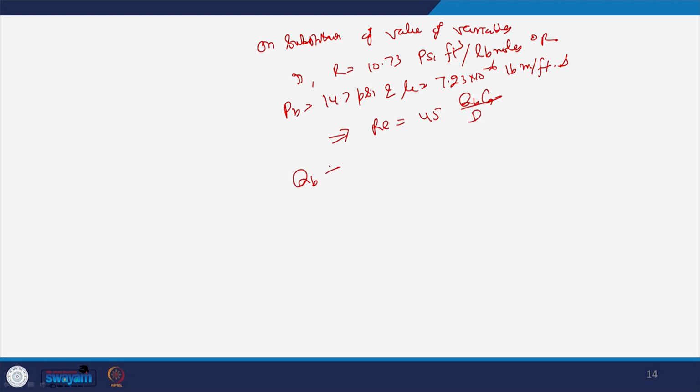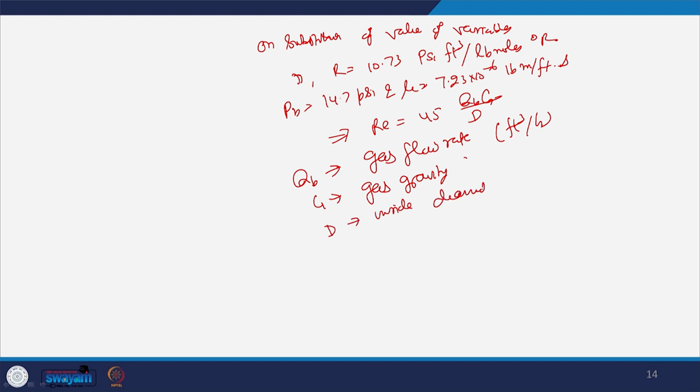Now Qb is equal to gas flow rate in cubic feet per hour. G is equal to gas gravity, that is dimensionless. D is inside diameter of pipe, that is in inch. Now this is the simplified equation, and that gives the Reynolds number in terms of pipeline parameters. Now let's talk about steady state flow equations.